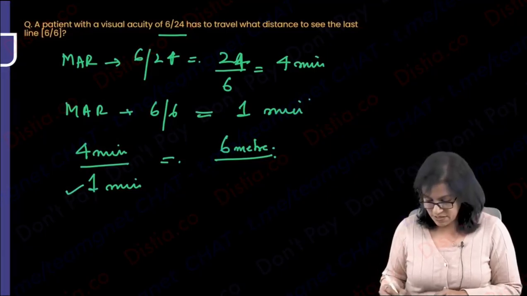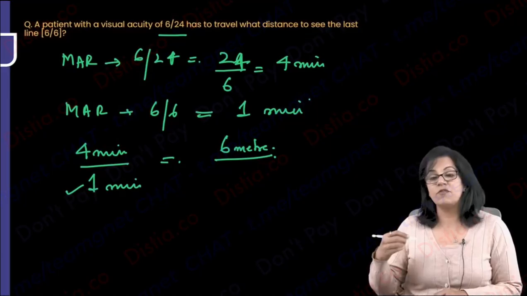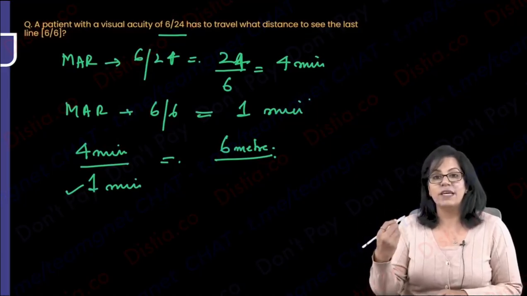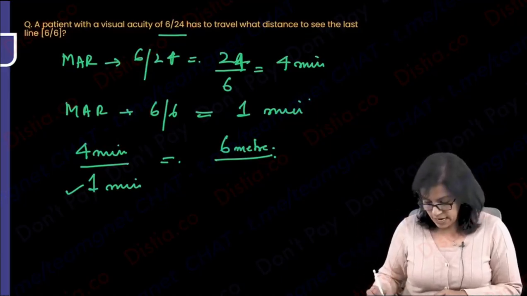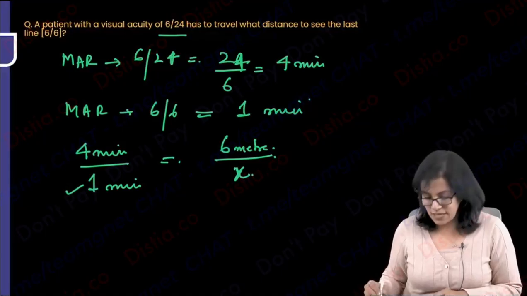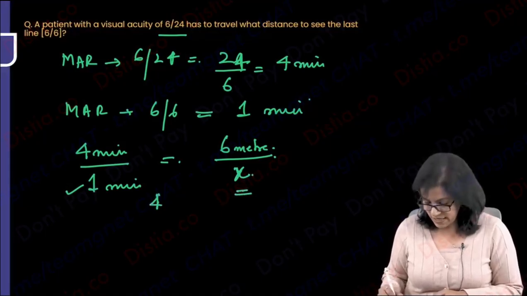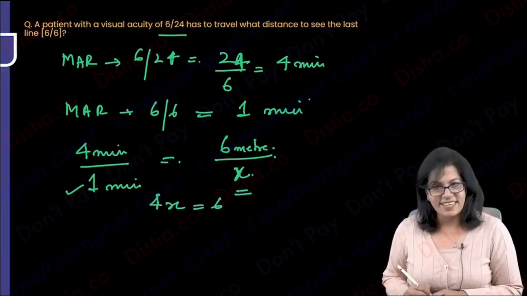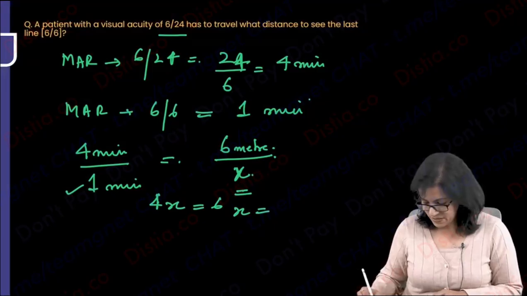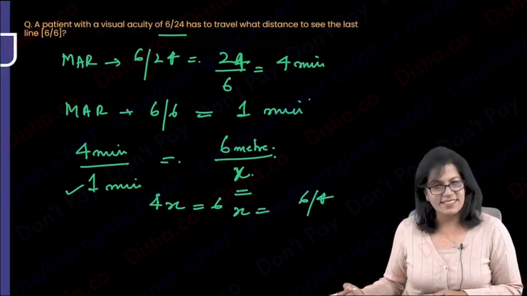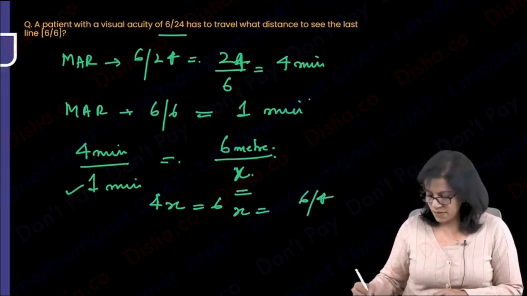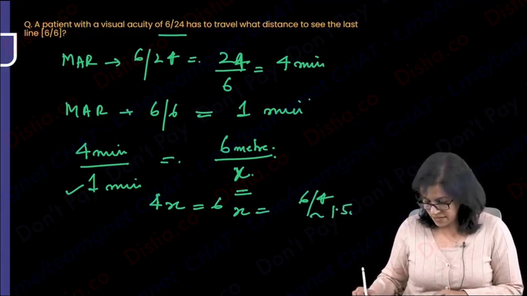So we are just taking the fraction of 4 upon 1. 4 minutes was at 6 meters. So we have to find out for 1 minute, to make it 6 by 6, at how many meters? So what is this value of x? Just cross multiply and see. So 4x is equal to 6. So x will be equal to 6 by 4. Correct? So that amounts to 1.5 meters.